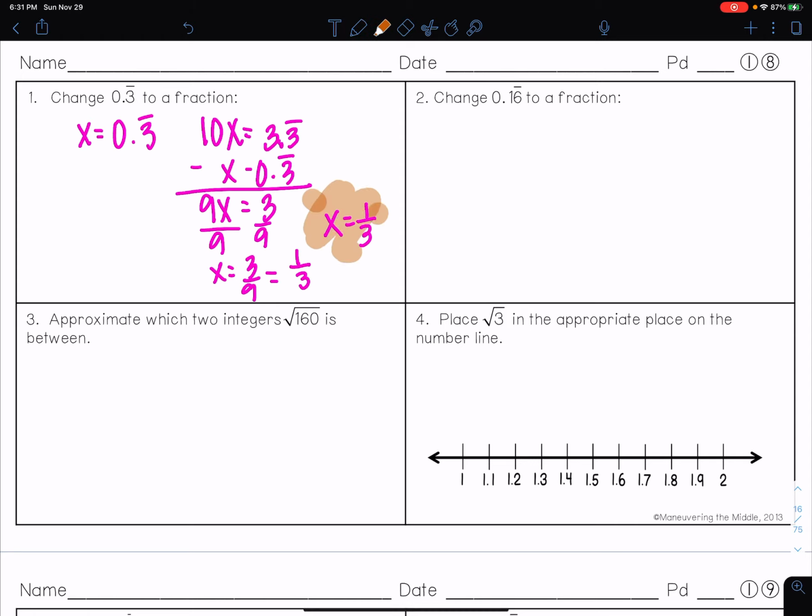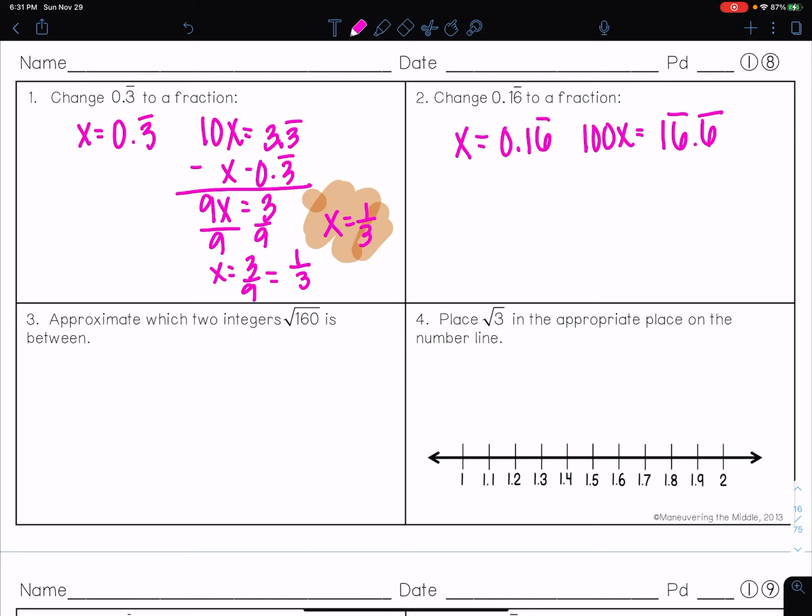Moving on to number 2. Change 0.1 with only the 6 repeating to a fraction. All right, so your decimal stops repeating in the hundredths place. So let's go ahead and set our x equal to this repeating decimal first. Then we're going to multiply both sides by 100.